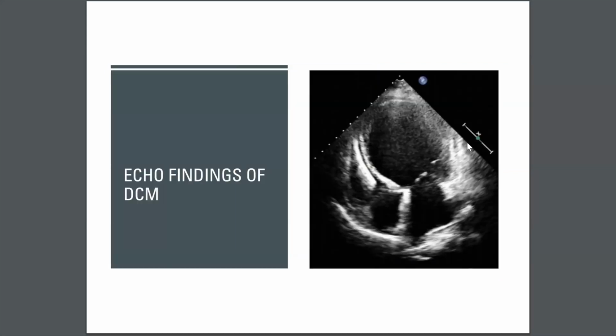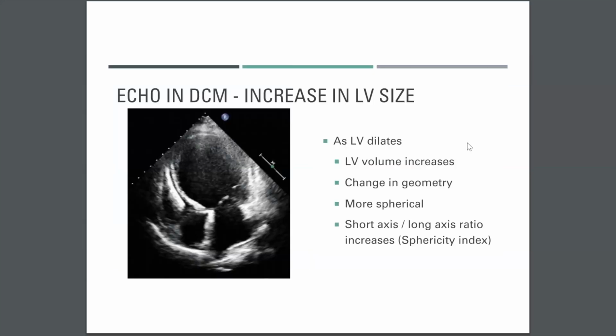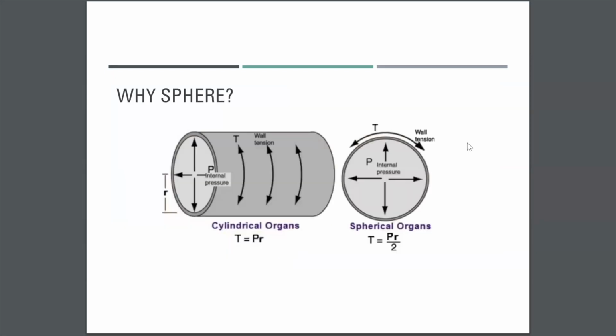So that being said, let's delve into the specific findings that we can see in dilated cardiomyopathy. The first thing is, as the LV dilates, the LV volume increases, and there's actually a change in geometry. The LV takes on a more spherical shape. In the older literature, there's something called the sphericity index, which describes how round the LV is. It is a measurement of the LV diameter divided by the LV long axis.